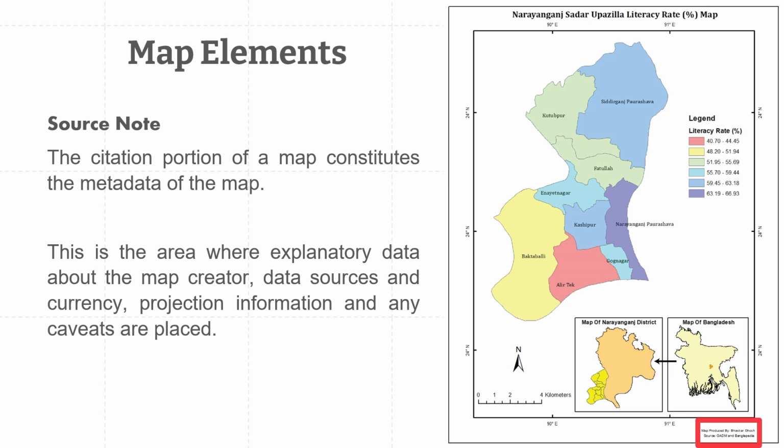Now let's explore the source note. The citation portion of a map constitutes the metadata of the map. This is the area where explanatory data about the map creator, data sources and currency, projection information, and any caveats are placed. Now here at the bottom right of the map we can see the source note where the data source and the map creator's name is shown.